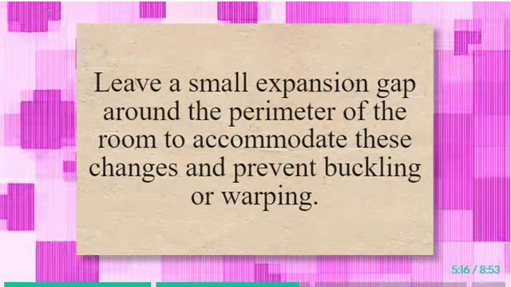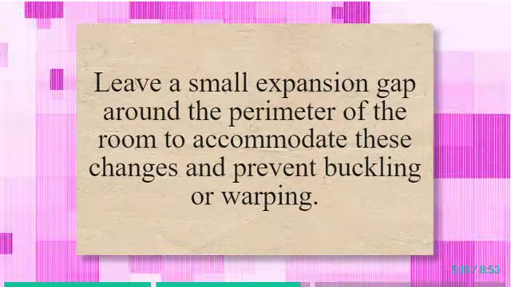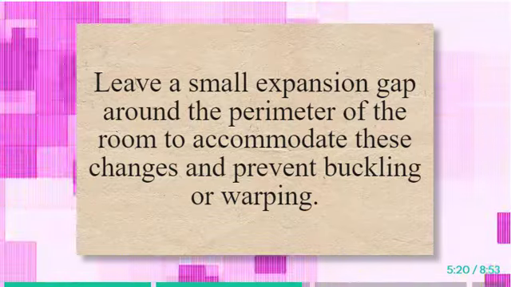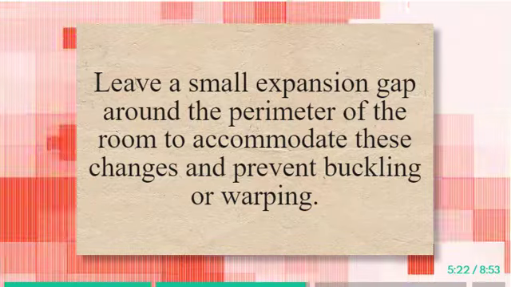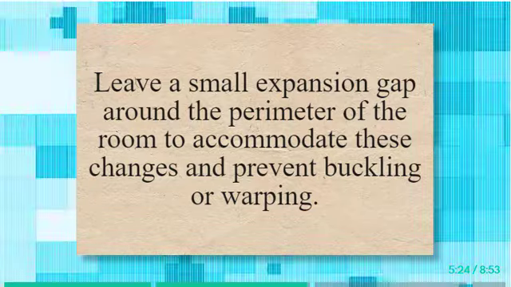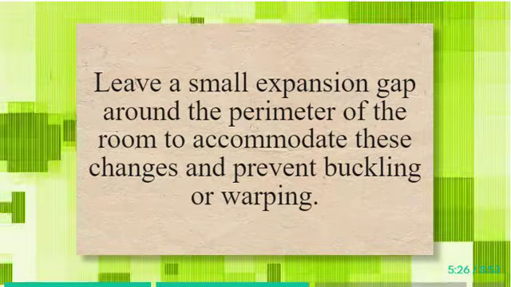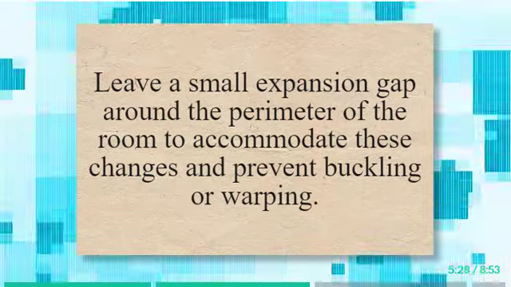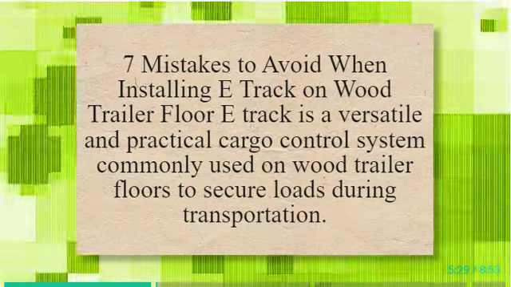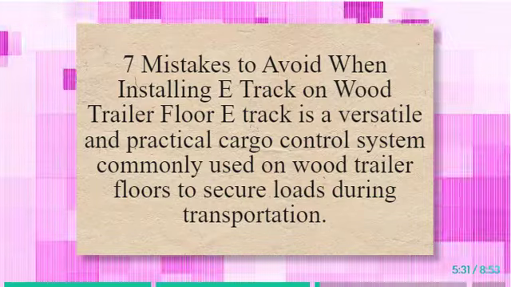6. Allow for expansion gaps. Wood naturally expands and contracts with changes in humidity. Leave a small expansion gap around the perimeter of the room to accommodate these changes and prevent buckling or warping. Cover the gaps with baseboards or quarter-round molding for a finished look.